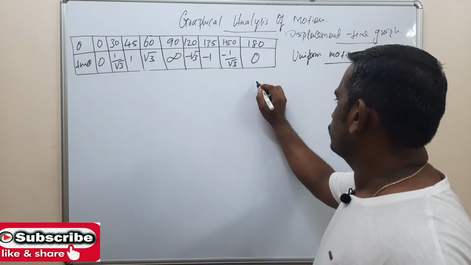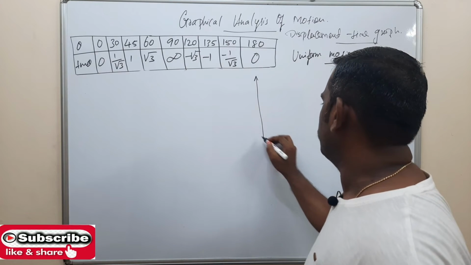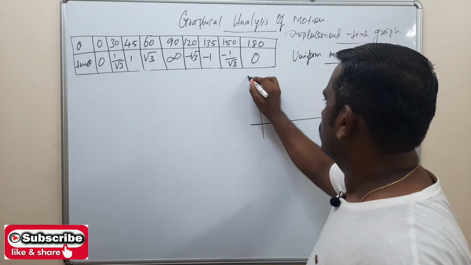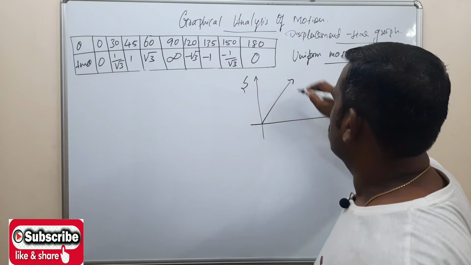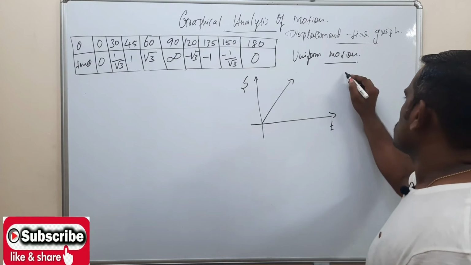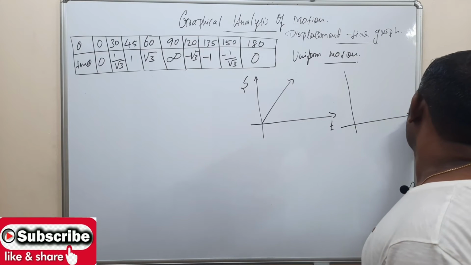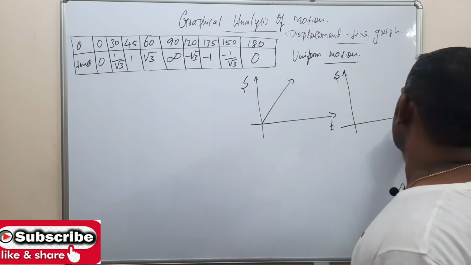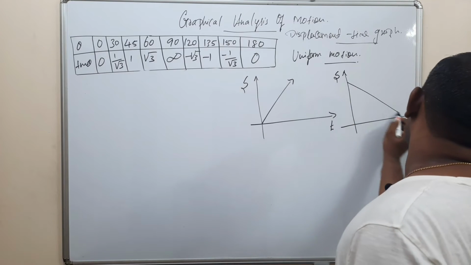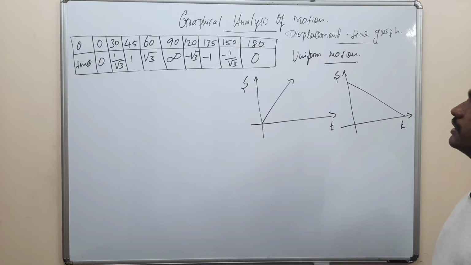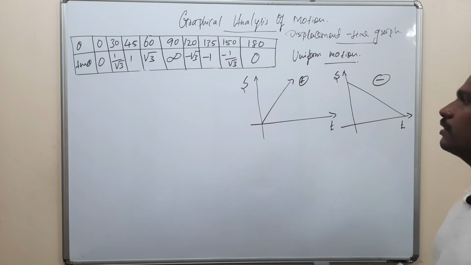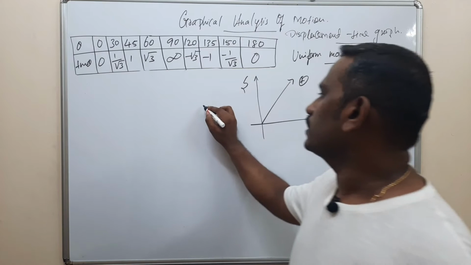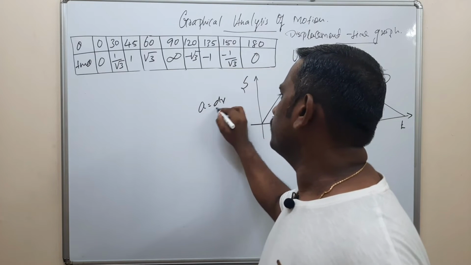So what about the acceleration? So uniform motion, so the displacement time graph. Velocity constant positive, constant negative. So what about the acceleration in the two cases? Acceleration is equal to dv by dt.